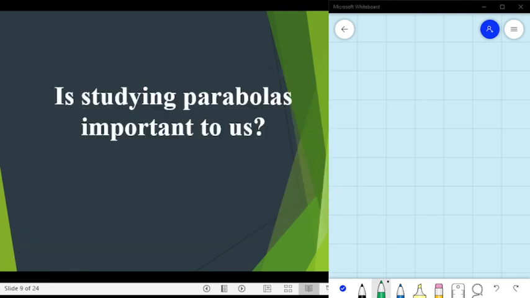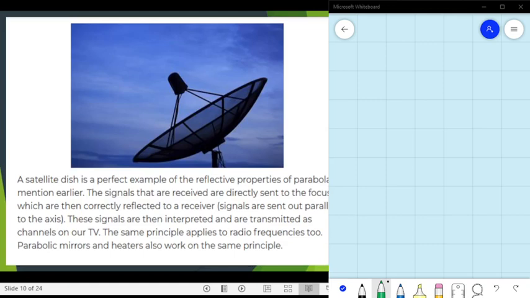Okay? So, studying parabolas is important to us because it is applicable to real life situations. An example of this is a satellite dish.